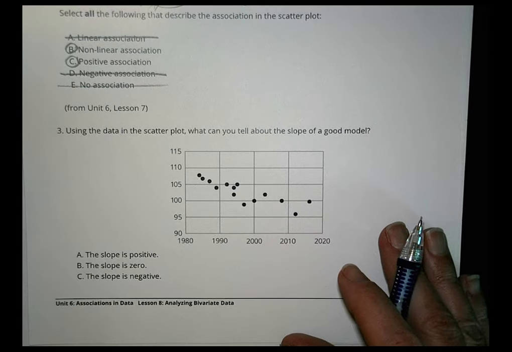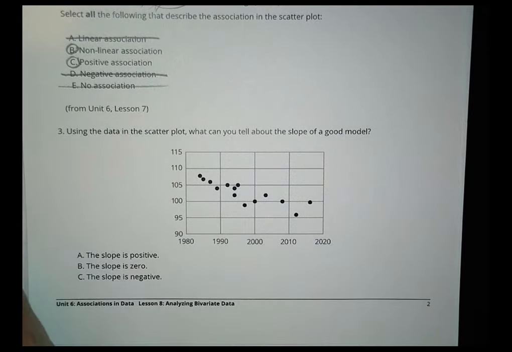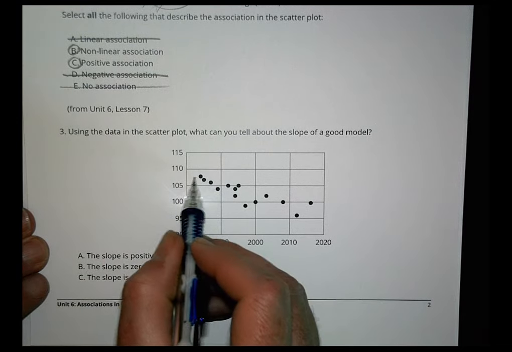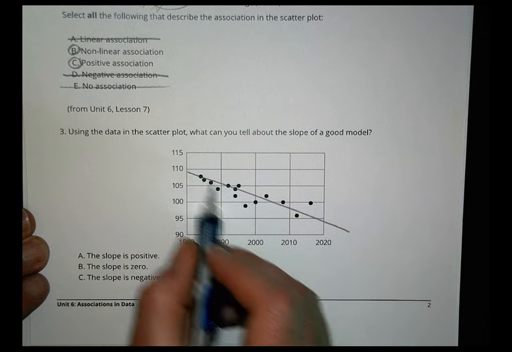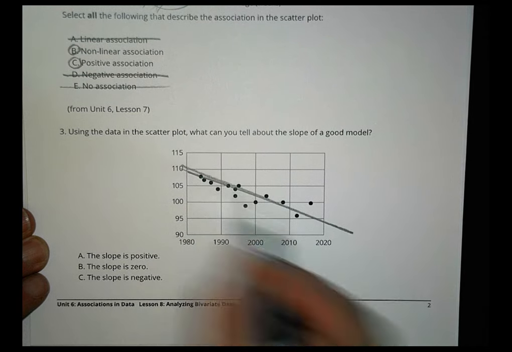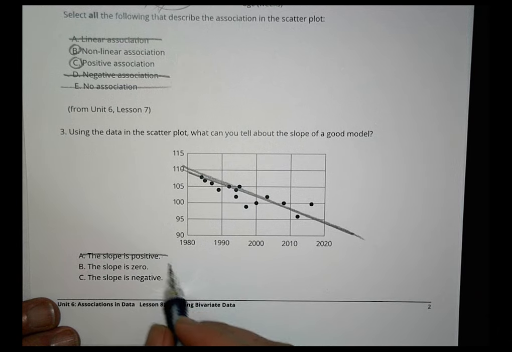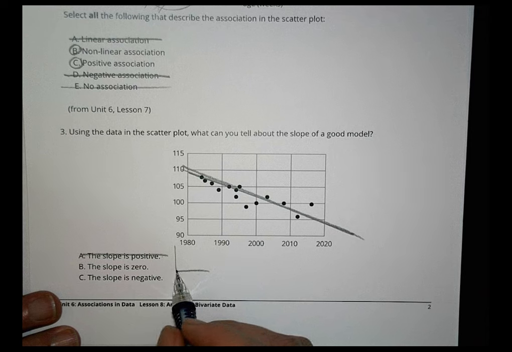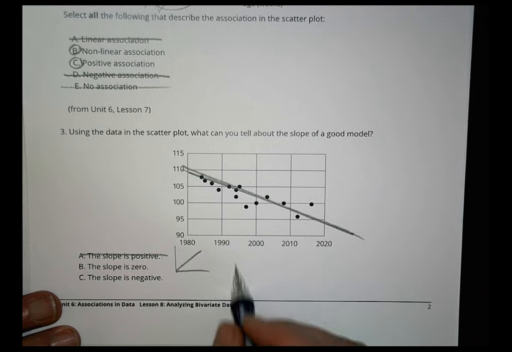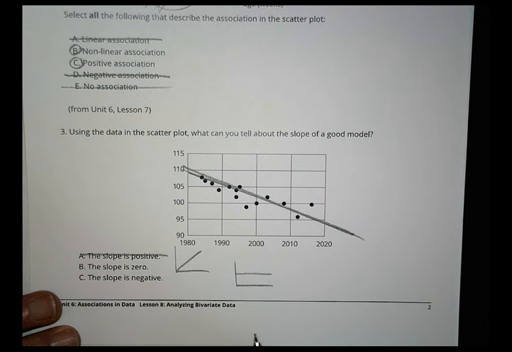Okay? And number 3, using the data in the scatter plot, what can you tell about the slope of a good model? So if I had this data and I drew a line of fit, what would you say about the slope of that model there? Is the slope positive? Nope, because positive is going to be going up. The slope is 0, what's that look like? Just flat. And nope. A slope negative? Yes, indeed. The slope is negative.